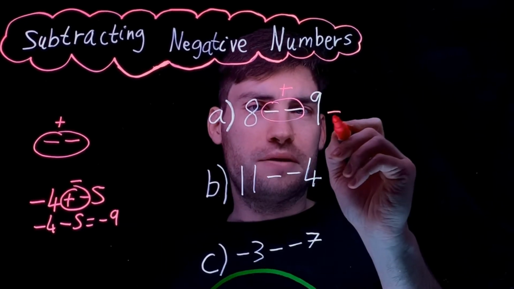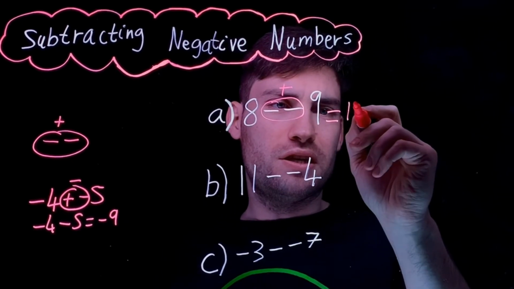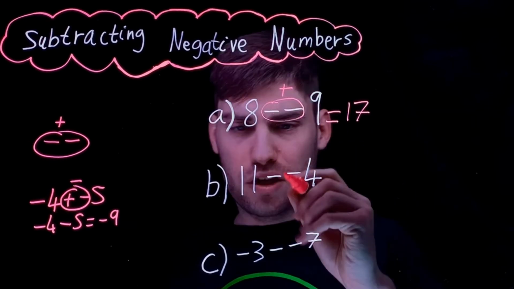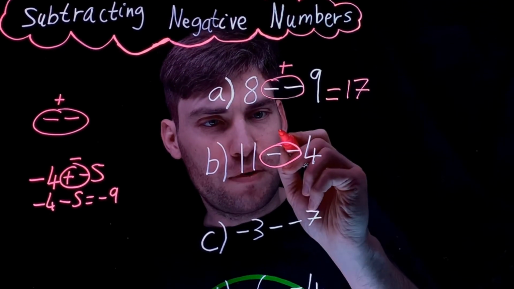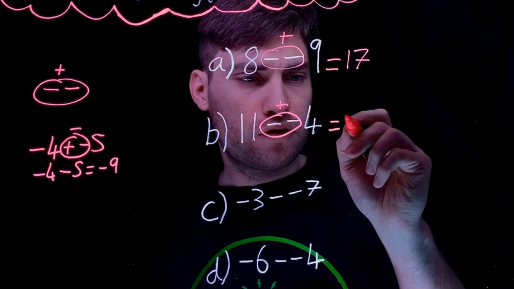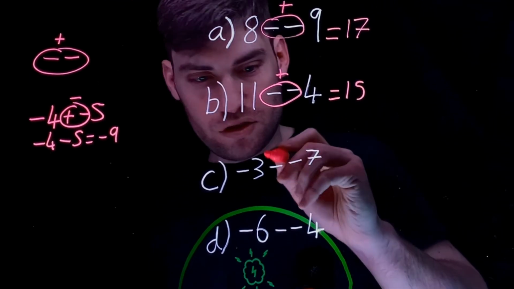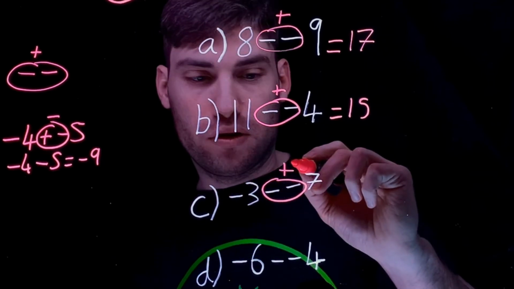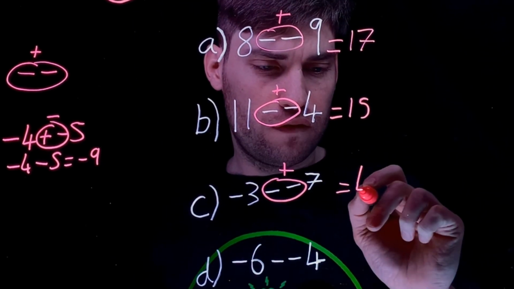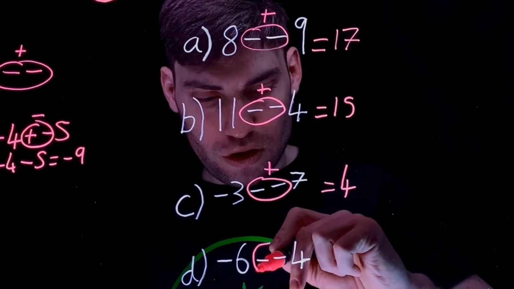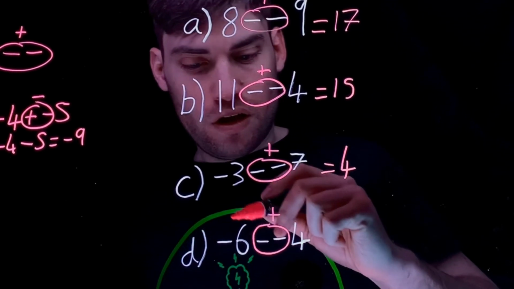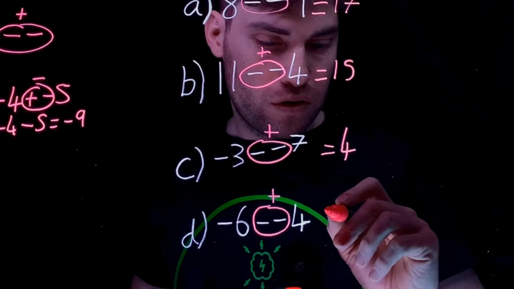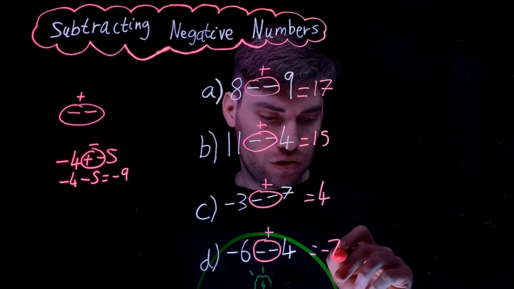So 8 plus 9, you are then getting 17 as your answer. And this next one, two negatives again, so that'll be a positive. So 11 plus 4 would be 15. Two negatives next to each other, that'll be positive. So it'll be -3 plus 7, which equals 4. Two negatives next to each other, that makes a positive. So -6 plus 4, that would equal -2.